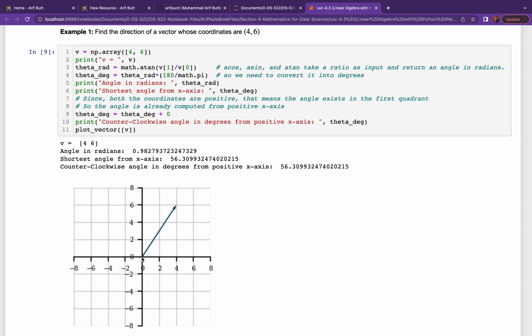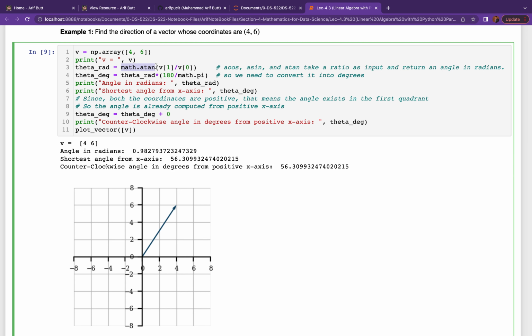To mathematically calculate the angle, I have used the atan method of the math module, and I have passed it the ratio y over x, the y component divided by the x component. The atan method returns the angle in radians, which I have converted into degrees by multiplying it by 180 over pi. This pi is a constant, so I have used math.pi. And you see this comes out to be 56 degrees. And if you visually see this, it is quite similar.